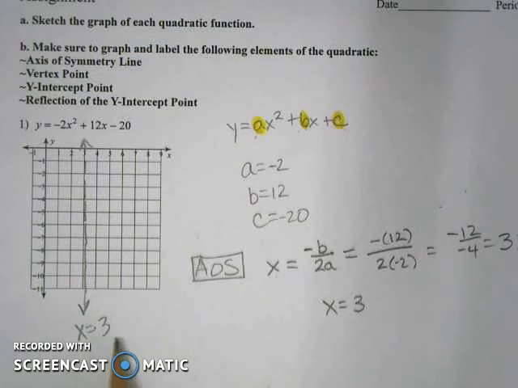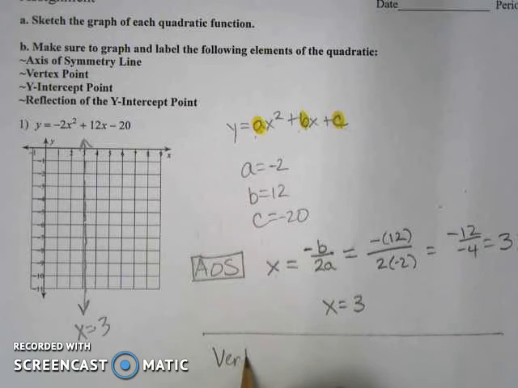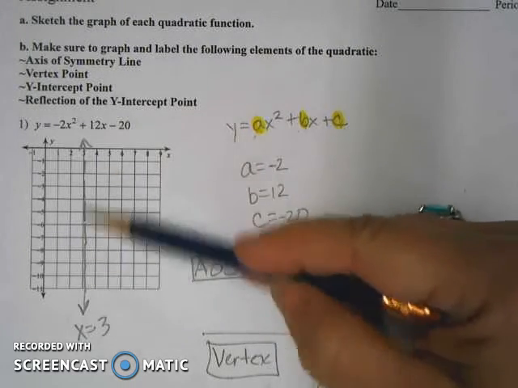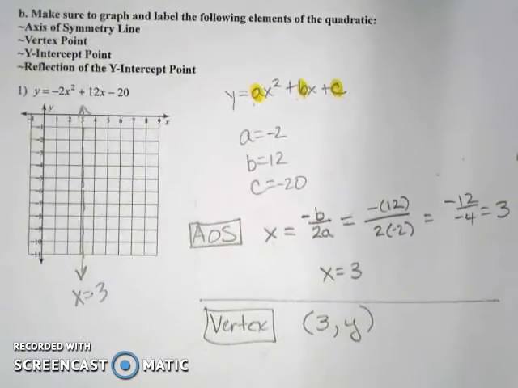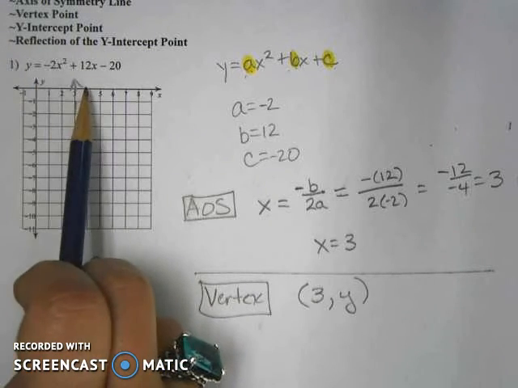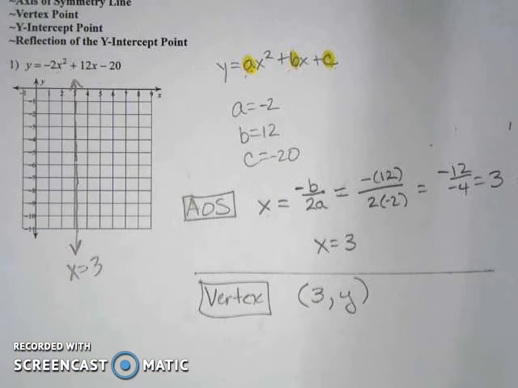Now, if x equals 3 for our axis of symmetry, and we know that the vertex point is on that line, that means that the vertex point is going to have an x value that is equal to 3. We just need to find the y value for that. It has to have an x value of 3 because it's on this line. So how do we find the y? Well, we just plug in our value of 3 into our quadratic for the x's and solve for the y.